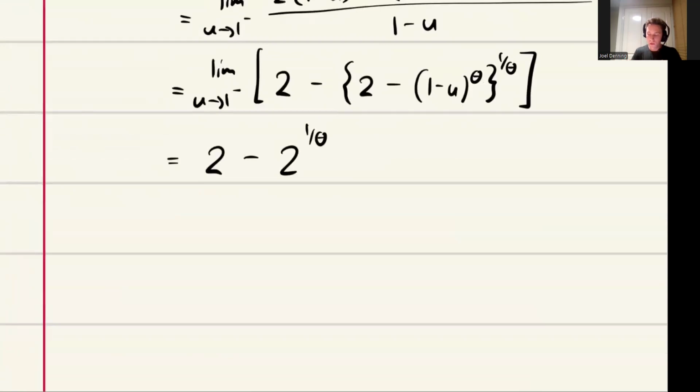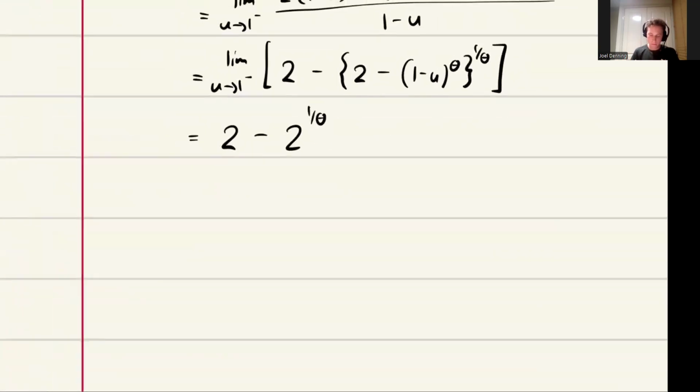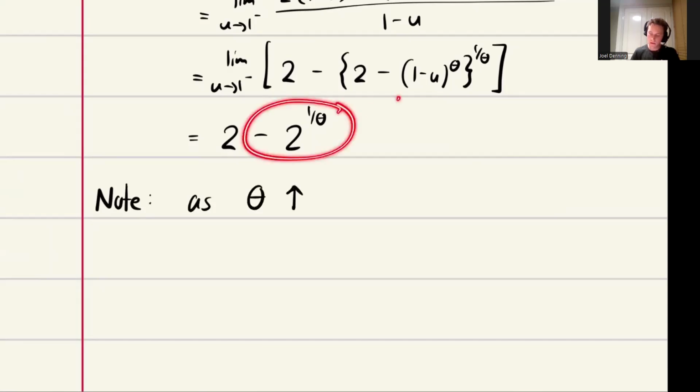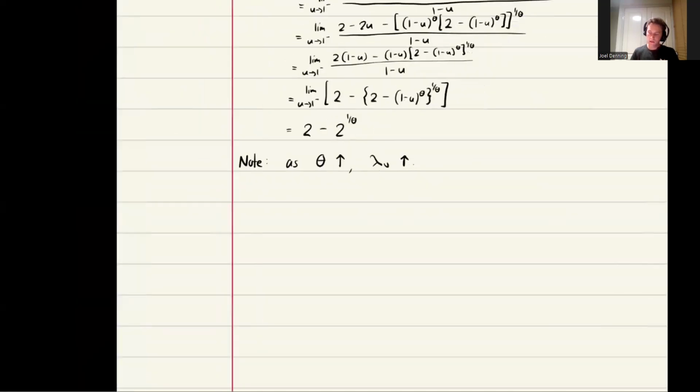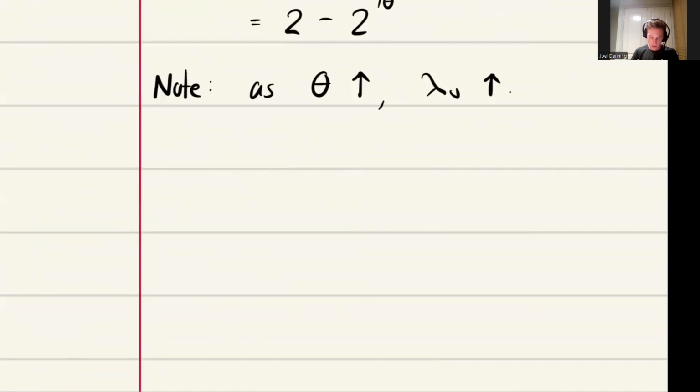Right, you'll see if theta was 1, this thing would equal 0, right? Since when theta was 1, they were independent, that makes sense. And the only other thing I'm going to note is that as theta increases, right, this part goes to 0. So the upper tail dependence increases as theta increases. Okay, I'm just going to note that might be helpful for the next part.